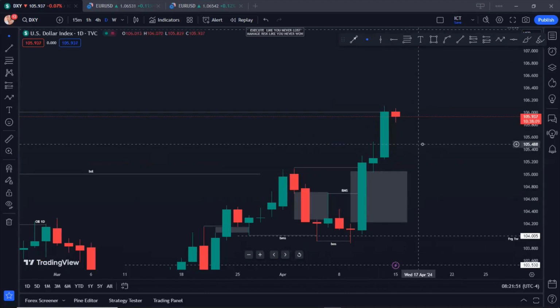The institutional order flow is still bullish. But our draw on liquidity is currently bearish, to fill the internal liquidity before a continuation to the upside. So that's what I'm looking at.